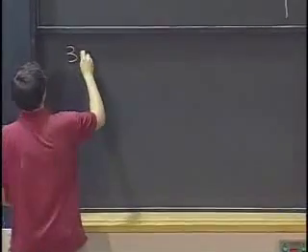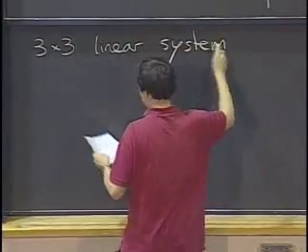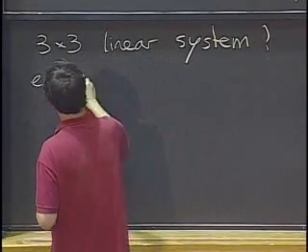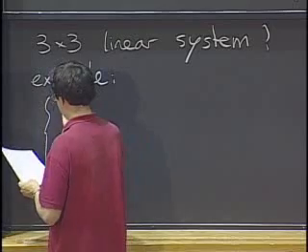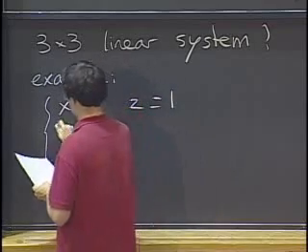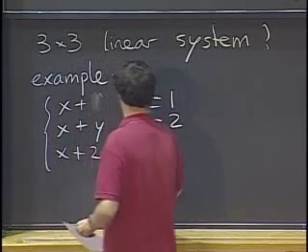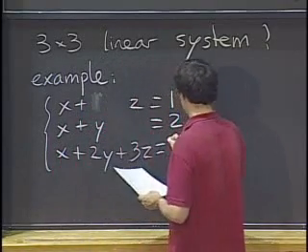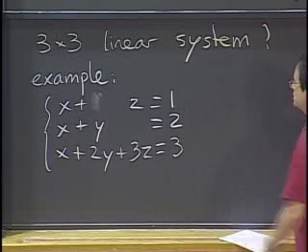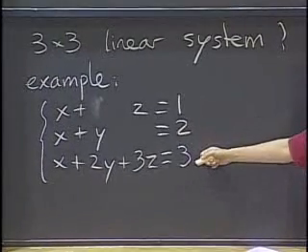So let's say that we have a 3 by 3 linear system. Just to take an example, it doesn't really matter what I give you, but let's say I give you x plus z equals 1, x plus y equals 2, x plus 2y plus 3z equals 3. Well, what does this mean? What does it mean to solve this? It means we want to find x, y, z, which satisfy all these conditions.